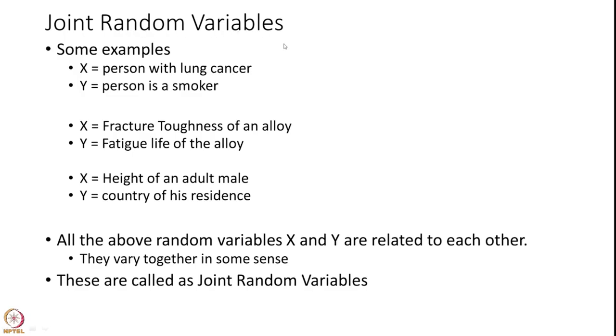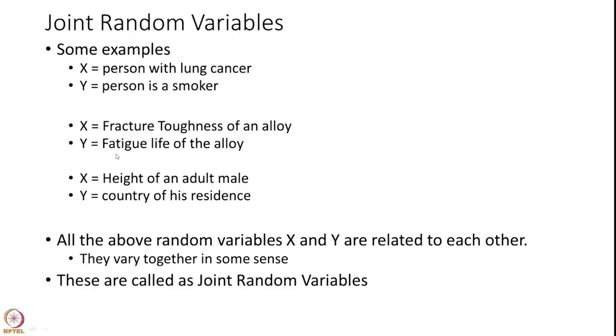Joint random variables occur very naturally in our day-to-day life. For example, I have given a few examples here. If a person has lung cancer and a person is a smoker, these two are correlated events and they vary together. Similarly, in the metallurgy and material science world, the fracture toughness of an alloy and the fatigue life of an alloy are also closely related and seem to vary together in some sense. Similarly, the height of an adult male or female and the country of residence also have an effect, and therefore they also vary together in some way. So, all of the above random variables, though they are two different random variables, do vary together in a certain sense. Such variables are called joint random variables.